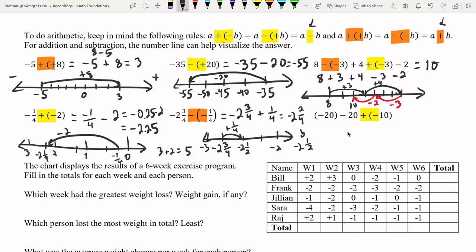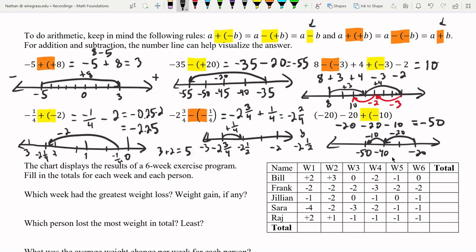Okay, finally we have a negative 20 minus 20 minus 10. So that just becomes a minus there. Okay, these are all negative, so we're actually going to add these all up. 20 plus 20 plus 10 is 50, and it's going to be negative 50. You can, of course, do this on a number line. We're going to start at negative 20. We're going to go left 20 units, so 10, 20. It's going to be negative 40. And we're going to go left 10 more units.